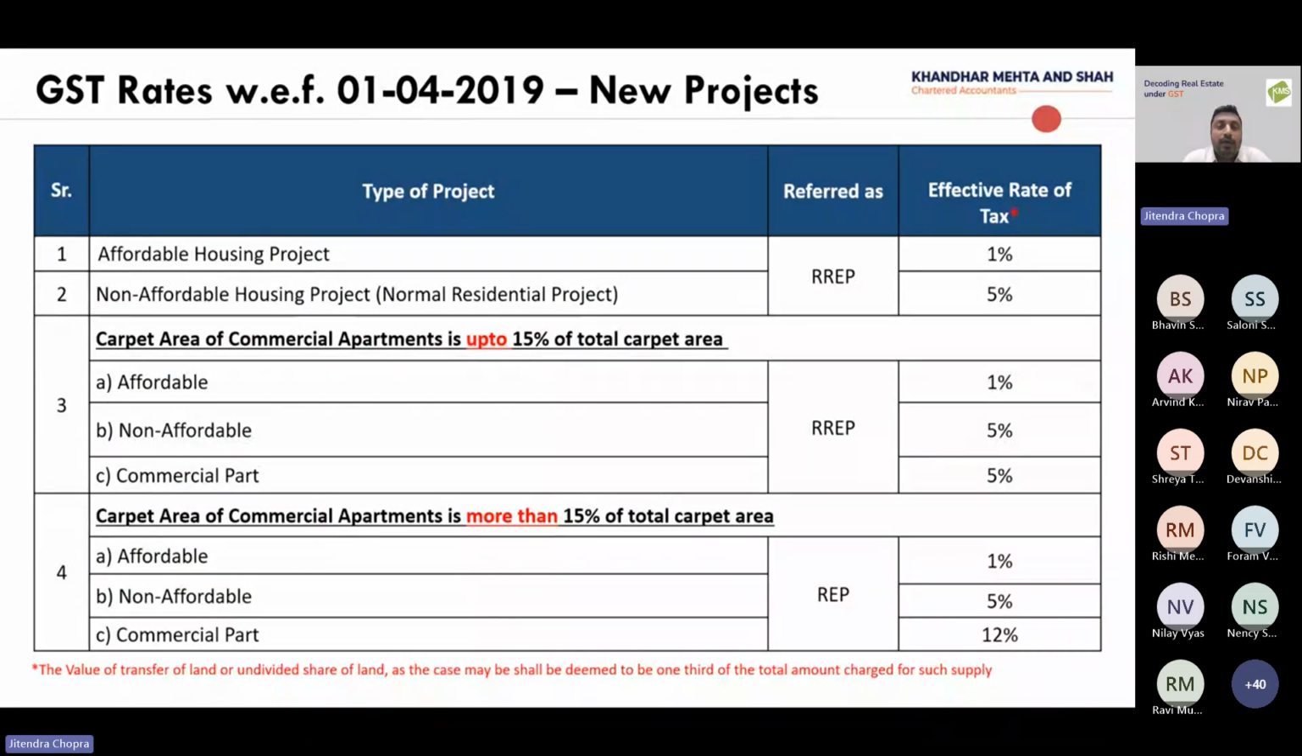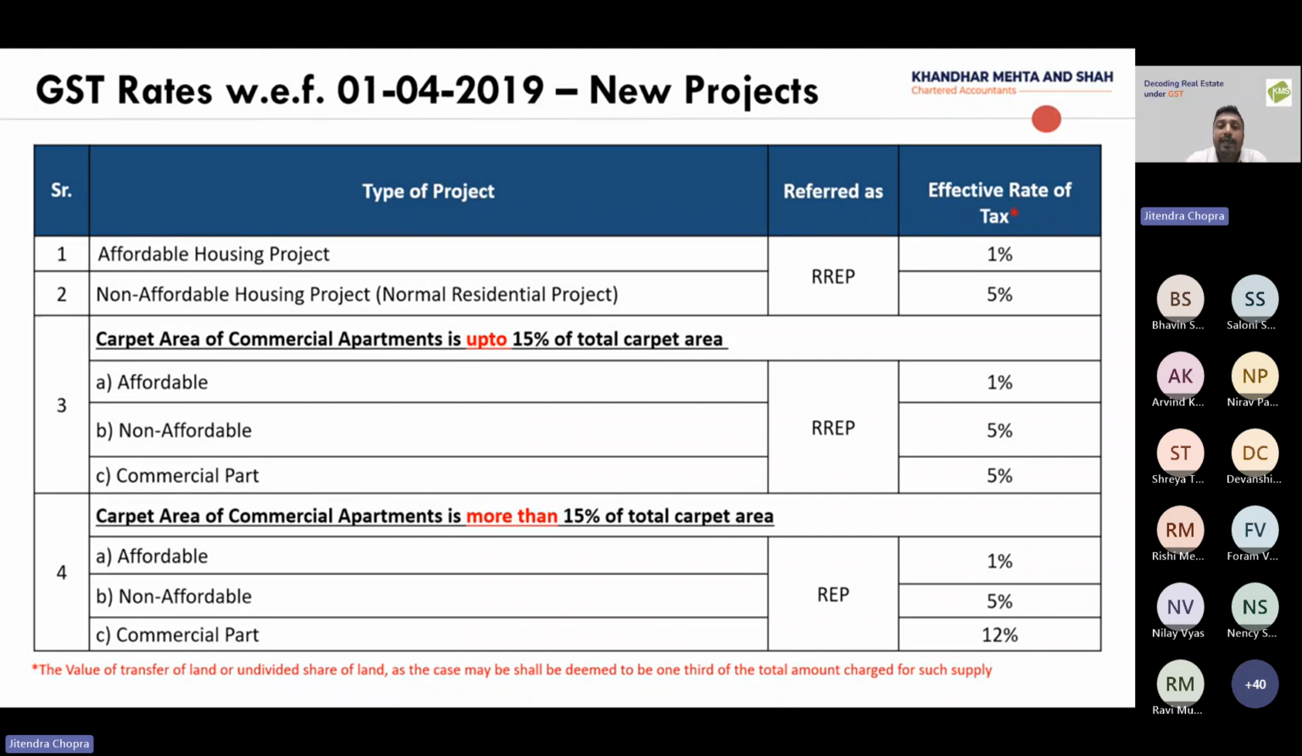The 34th GST Council meeting brought major changes for the real estate sector from April 2019 onwards. One of the most important changes was the classification of projects into REP and RREP, along with the reduction in GST rates for residential projects and specifically affordable housing projects. Now, these are the effective rates after April 2019. Affordable housing is effective 1%, non-affordable residential units effective 5%, and for commercial the effective rate is 12%.